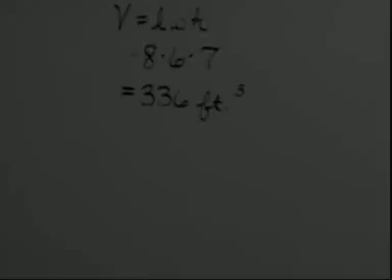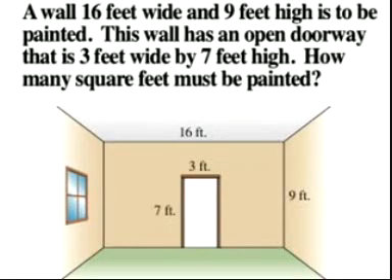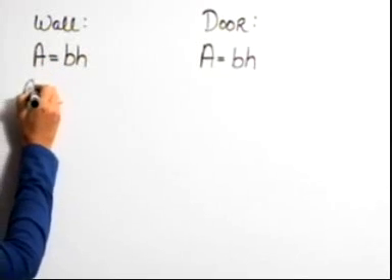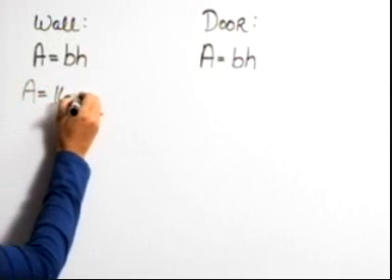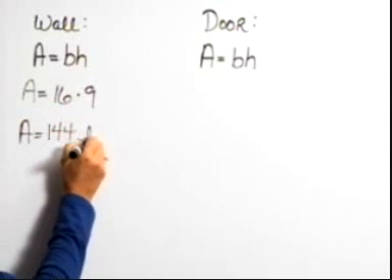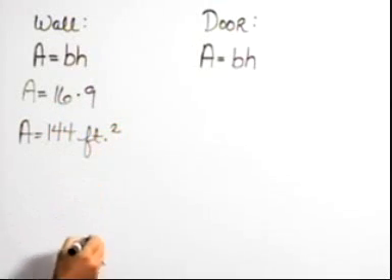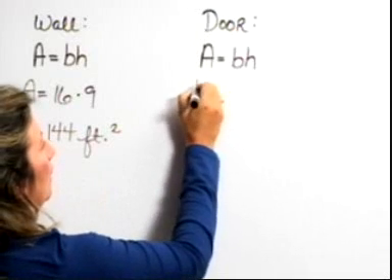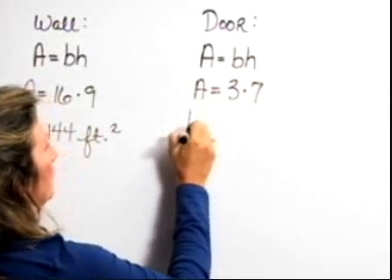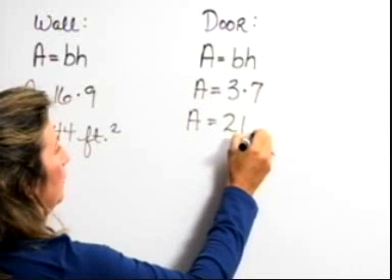A wall 16 feet wide and 9 feet high is to be painted. This wall has an open doorway that is 3 feet wide by 7 feet high. How many square feet must be painted? We'll start by finding the area of the wall. The area is the base times the height, or in this case 16 times 9, for an area of 144 square feet. The door has an area of the base 3 times the height 7, or 21 square feet.